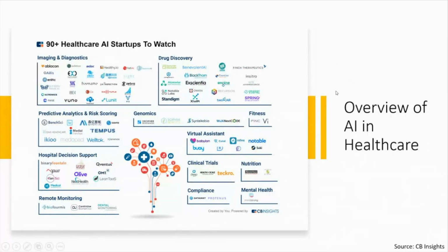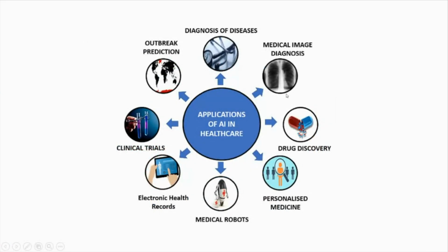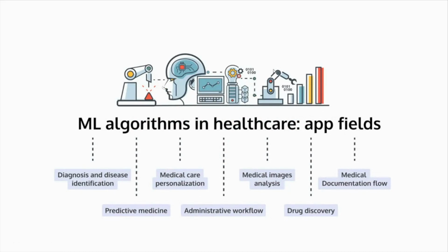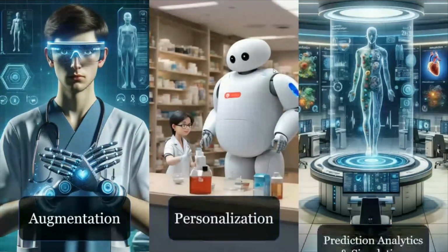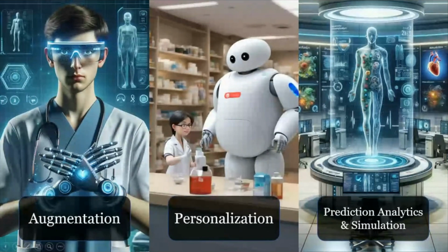And if you go to search online, you will find a lot of information on application of AI in healthcare, right? They will tell you outbreak prediction, medical imaging, and everything. So I help you summarize already. In my opinion, AI can help with healthcare in three different manners. One is augmentation, second is personalization, third is prediction, analytics and simulations.